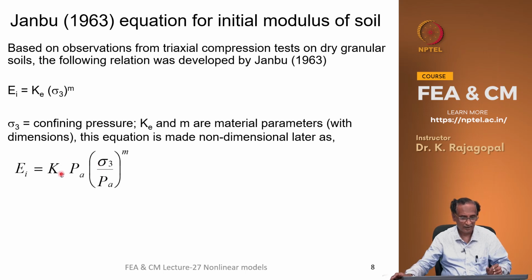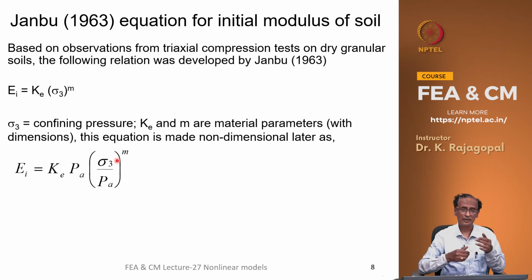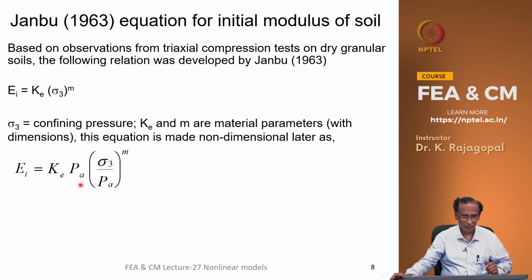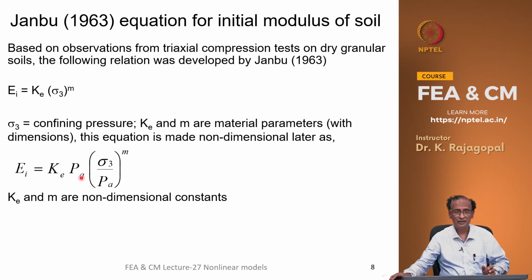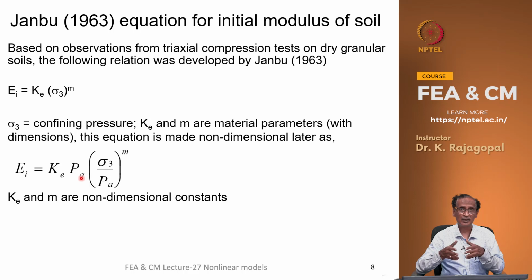So, our Ke and m are non-dimensional, and they can be used in any system of units. Once you determine the K and m for data given in one system of units, let us say FPS units, you can use the same K and m even in SI units. The only thing is that Pa, the atmospheric pressure, should be expressed in those particular units. So, for example, in SI units, Pa is approximately 102 kilopascals, whereas it is about 14 psi in FPS units.